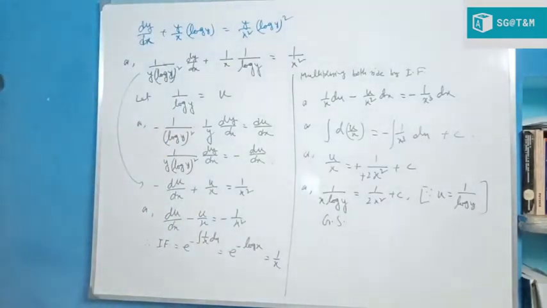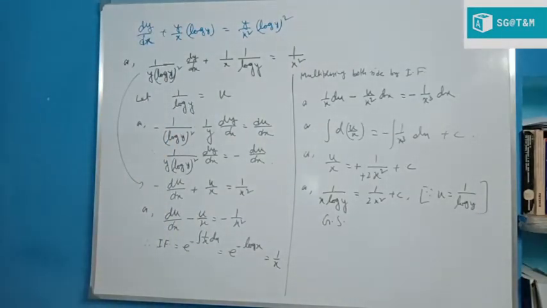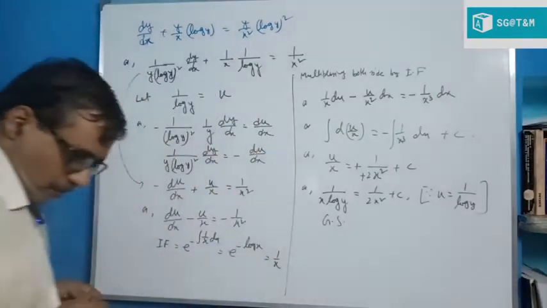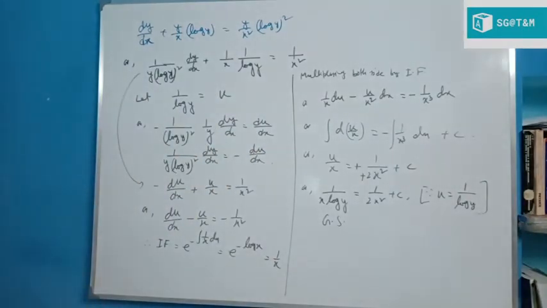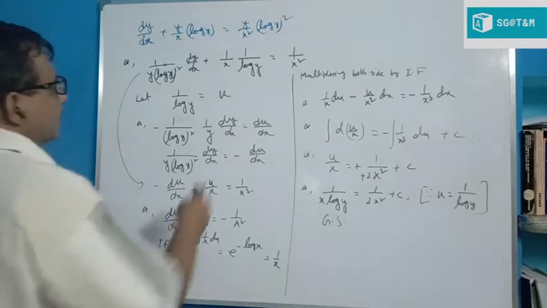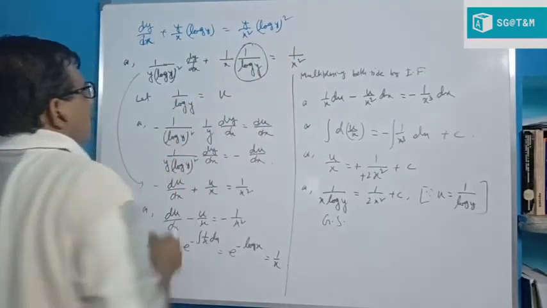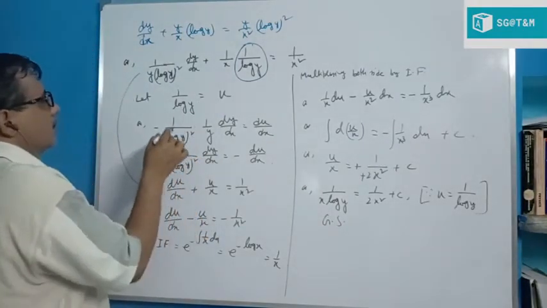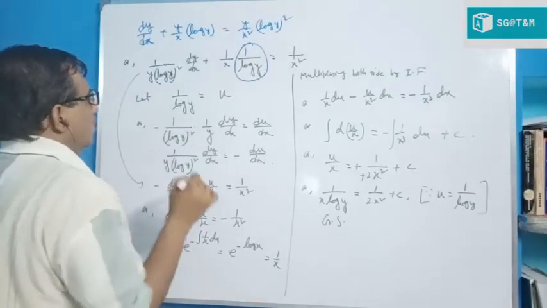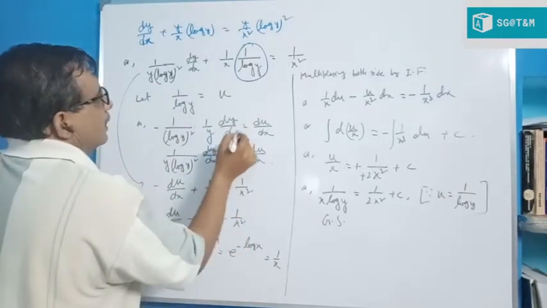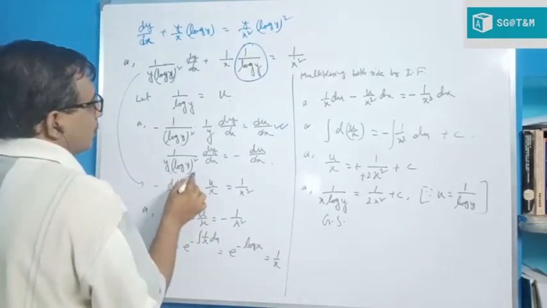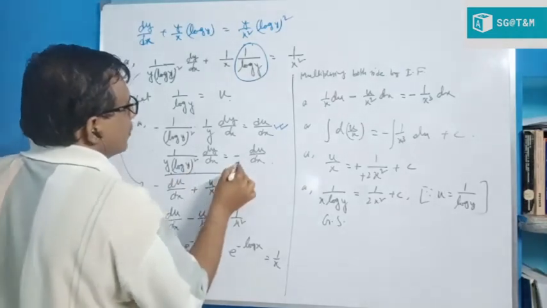This is the Bernoulli form, obviously. So we substitute, other than x, these things as u in the second term. So we substitute 1/log y is equal to u. Now differentiating, it will be minus 1/(log y)², and the differentiation of log y is 1/y, into dy/dx is equal to du/dx. So 1/(y (log y)²) dy/dx is nothing but minus du/dx.